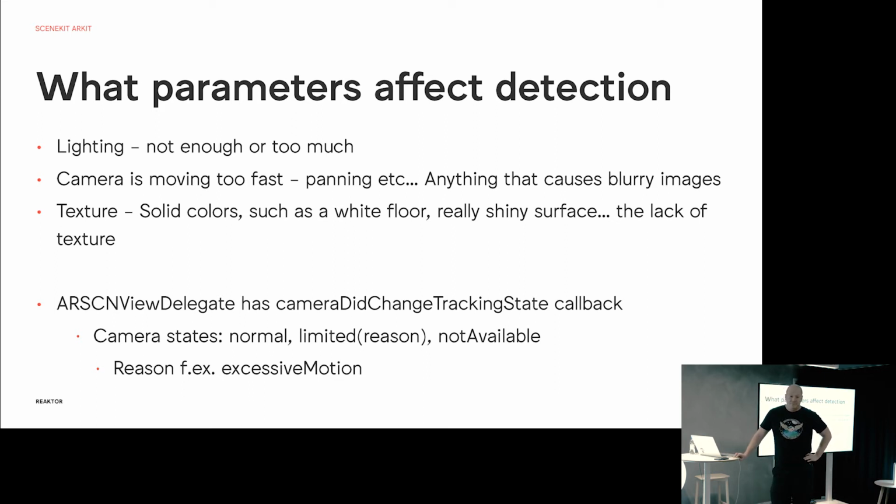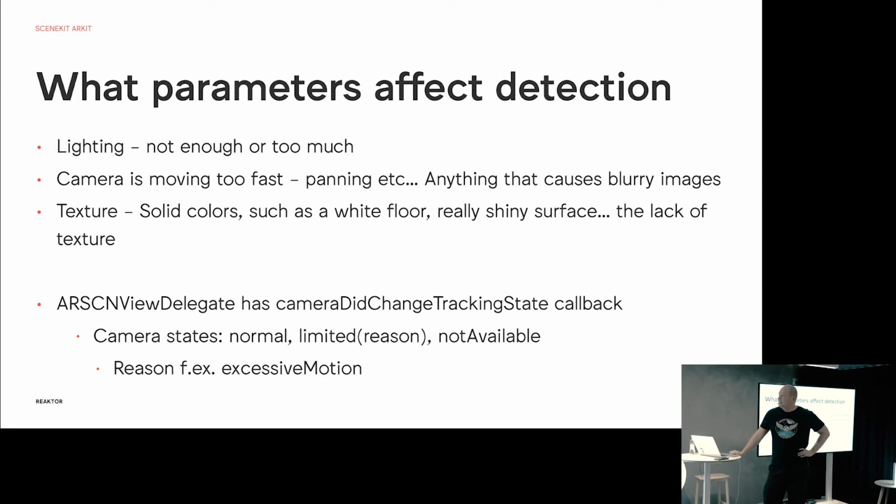And then texture. For example, if you have a very shiny white kitchen table, it won't be able to detect that it's a plane, because it doesn't really work that well with that. So white shiny floors or kitchen tables and stuff like that. It needs texture, like the floor has some tiles and that kind of thing.